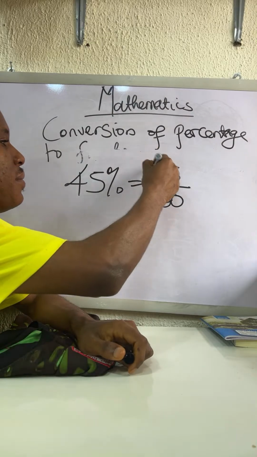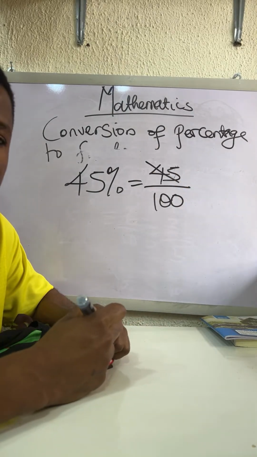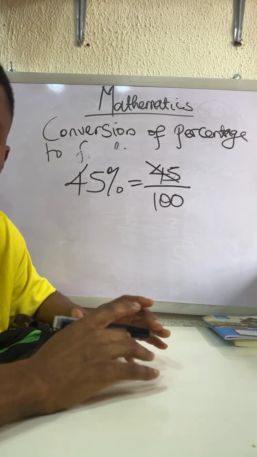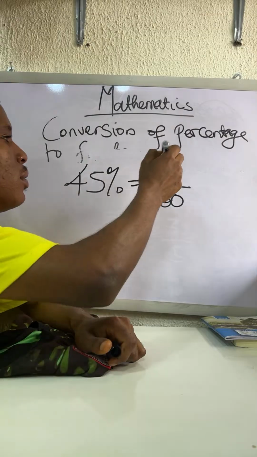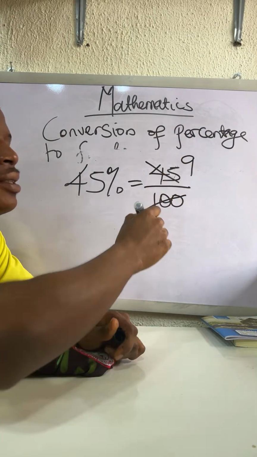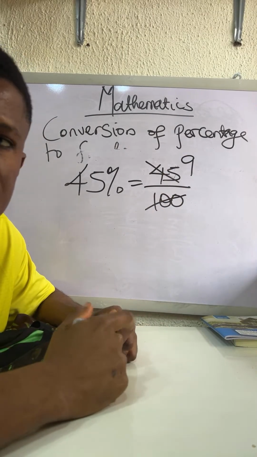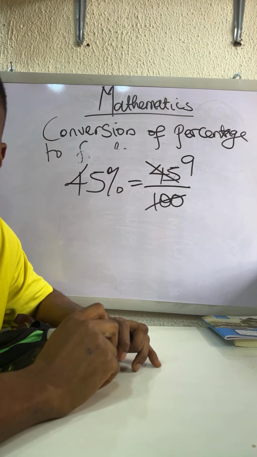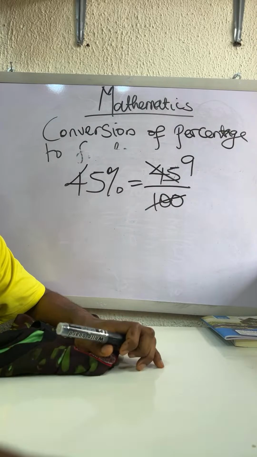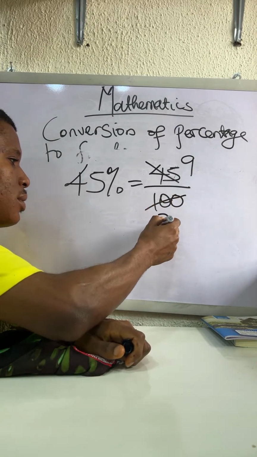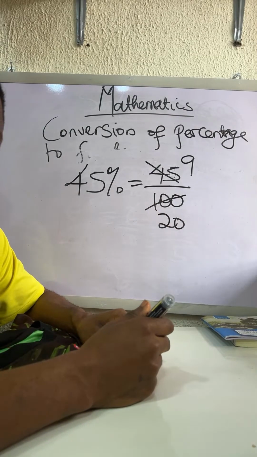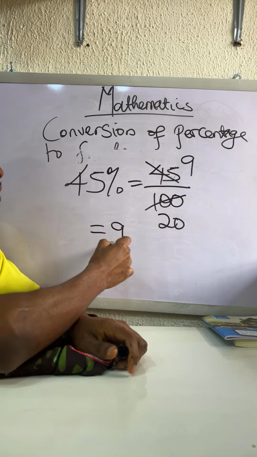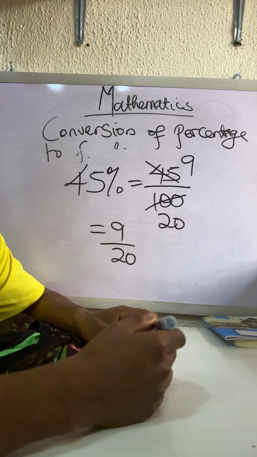5 can divide 45. If 5 divides 45, what do we get? 9. 5 divides 45, we are going to get 9. Good. 5 divides 100, what are we getting? 20. 20, correct. Clap for yourself, please. Good. You see that the answer will now be 9 out of what? 20.